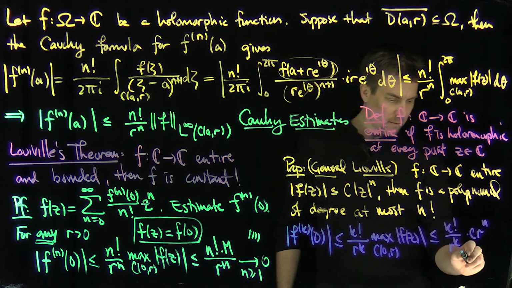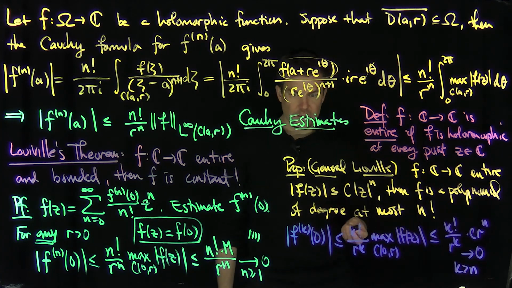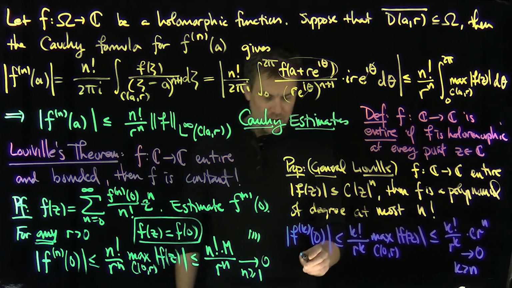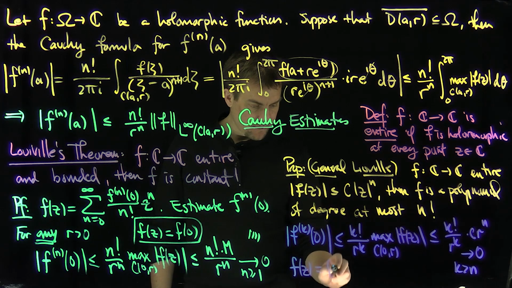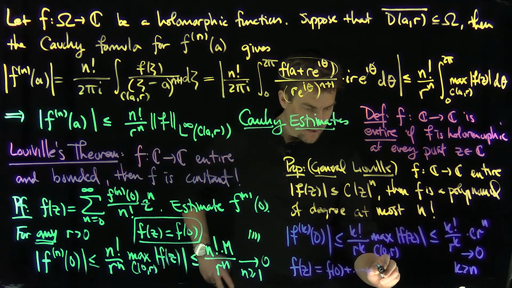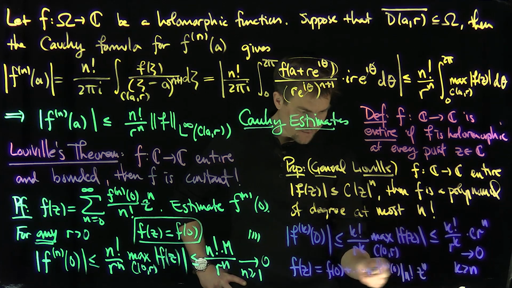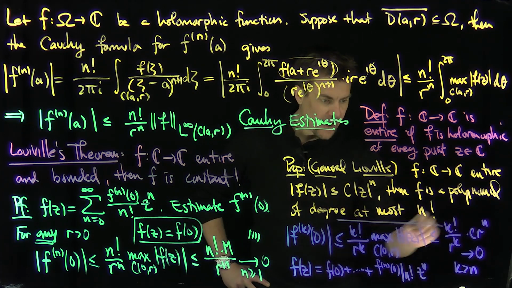And so this goes to 0 if k is strictly bigger than n. In other words, the terms in the expansion all go to 0 past the point n. So that says that f of z is f of 0 plus dot dot dot, all the way down to f^(n)(0) over n factorial times z to the n. Now, of course, some of these terms may be 0, but that says exactly that f is a polynomial of degree at most n.